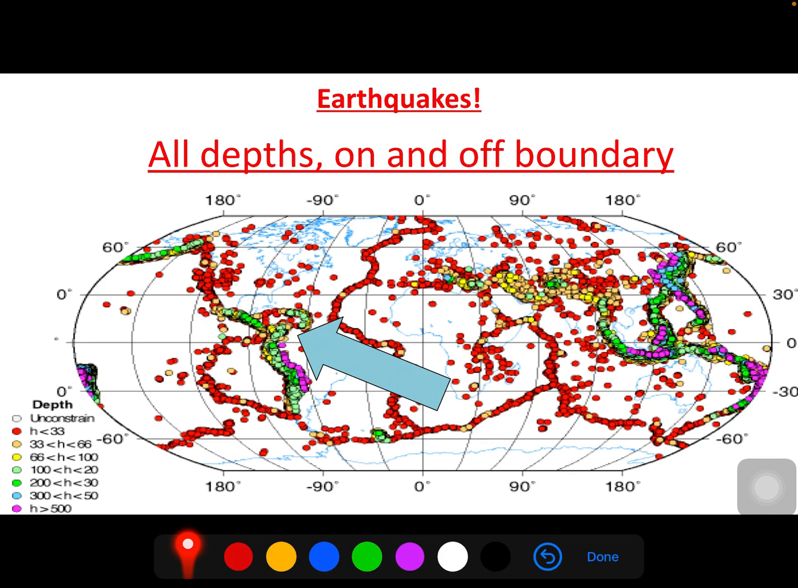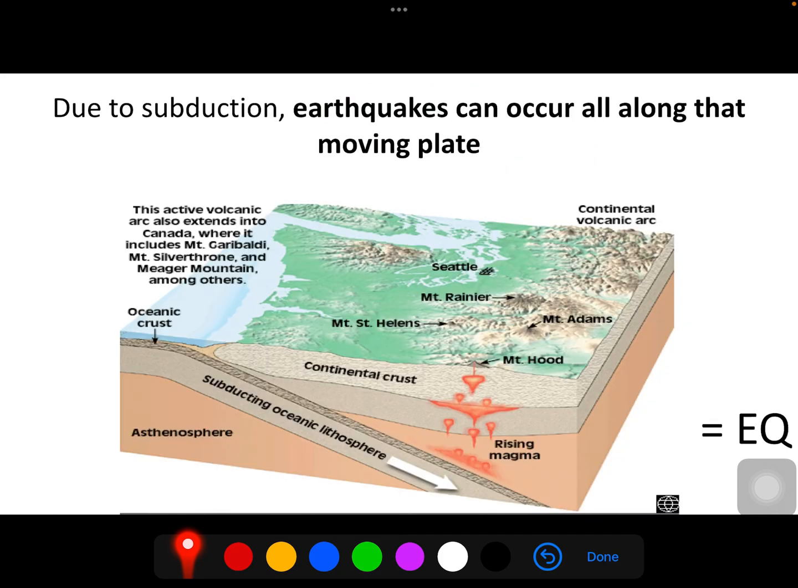Okay, the earthquakes can occur at all depths on and off the boundary. Okay, let's see. So here's our earthquakes. This is where they can occur. So they can occur up here, down here, anywhere where that plate is moving, you can have earthquakes. So they can be shallow, they can be medium, and they can also be deep. But notice here's the boundary. They can be on the boundary or way out here off the boundary as well.